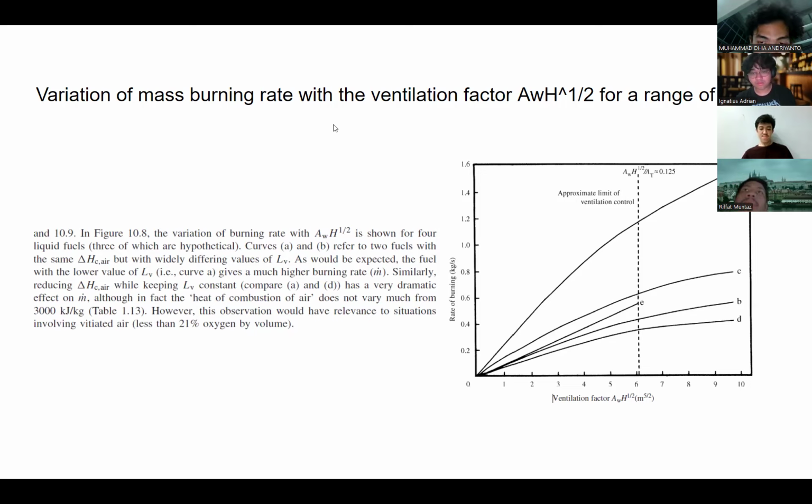When the ventilation factor is 10, the rate of burning is also higher. Compared to D, when the ventilation factor gets higher, the rate of burning is lower than A or C or B. However, this observation has relevance to situations involving ventilated air with less than 21% oxygen by volume.